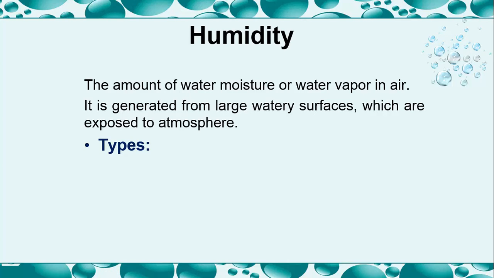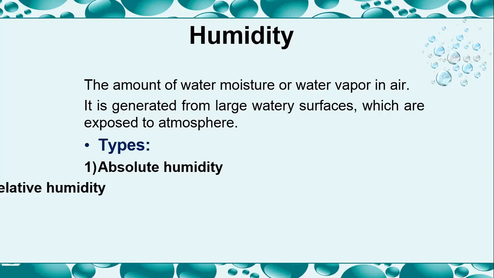Let's look more closely at the concept of humidity, which refers to the amount of water moisture or water vapor in air. Since there are many ways to express atmospheric water vapor content, there are several meanings for the concept of humidity. There are two types of humidity, namely absolute humidity and relative humidity.